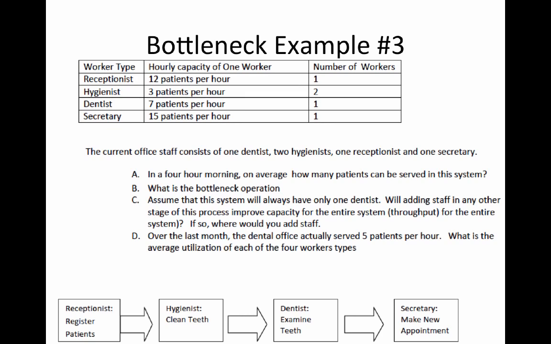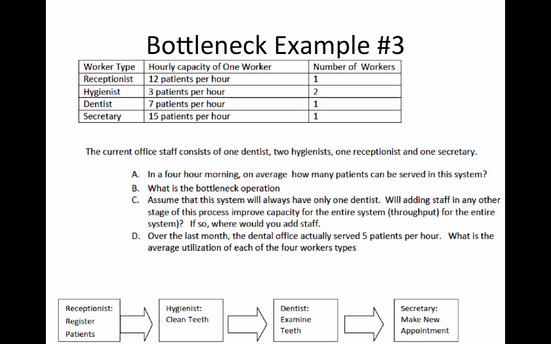So if we add staff to the hygienist, let's say we add 1 more hygienist, now we'd be able to see 9 patients per hour for the hygienist step, which allows us to see more patients than the dentist step. So now we've shifted the bottleneck if we do this, and the dentist becomes the bottleneck. So we are able to see more patients, and so we would want to add another hygienist if it's a cost-effective solution.